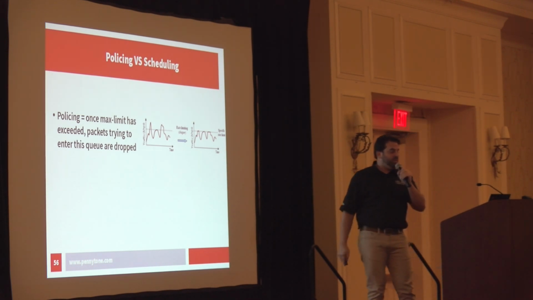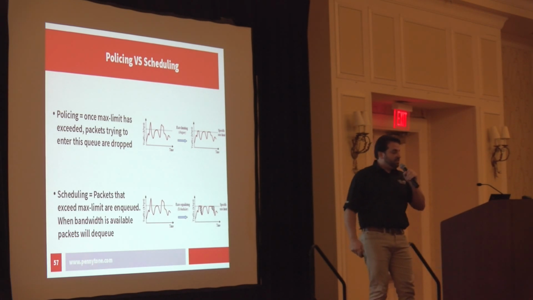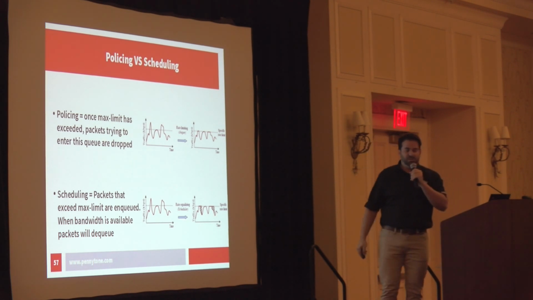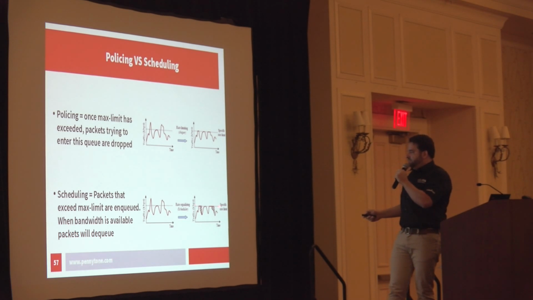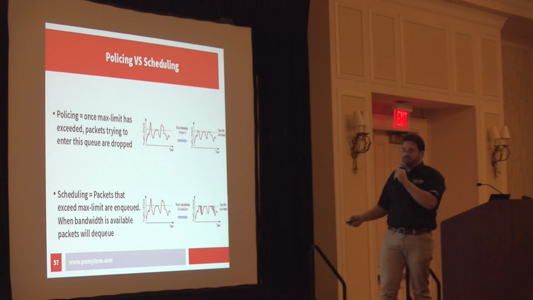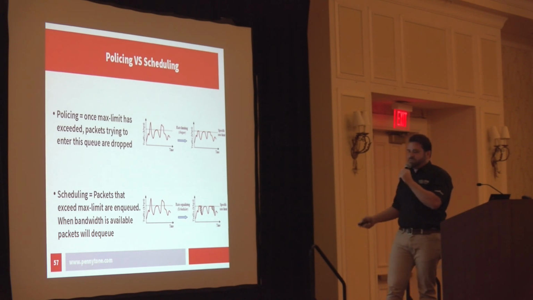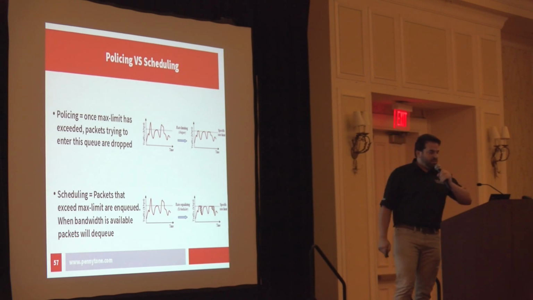It gets dropped immediately. Scheduling, on the other hand, is when packets that exceed the max limit are enqueued, and when bandwidth becomes available, packets will dequeue. So over here, same graph as the top. Let's say we implement a queue that, once we pass the max limit, if the queue size is big enough, it'll start to queue the packets, and then over time, once bandwidth frees up, it'll release those packets onto the wire. Now, there are a couple of differences about this, but I'll explain that in a second.